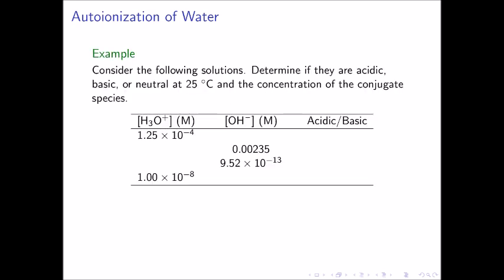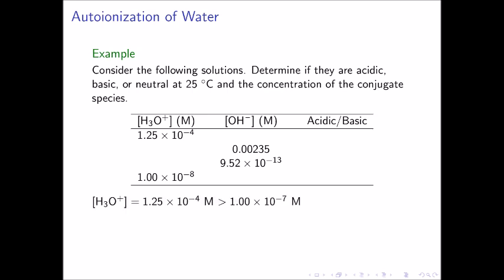In this final example, we will look at 4 different solutions, and based on the concentrations that are given, we will determine if they are acidic, basic, or neutral at 25 degrees Celsius. Further, we will calculate the concentration of the conjugate species.